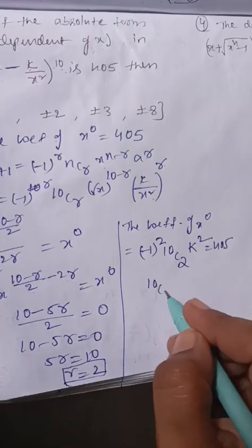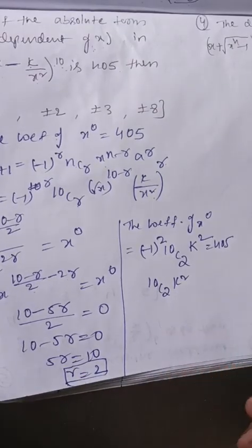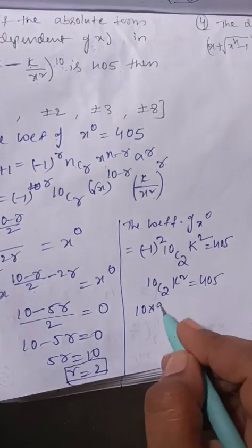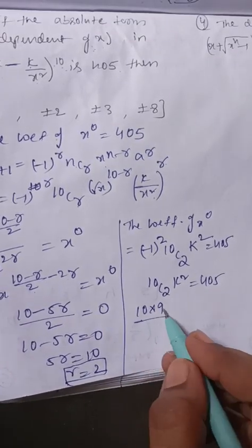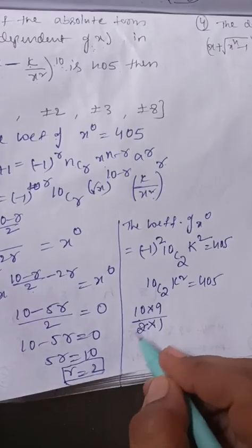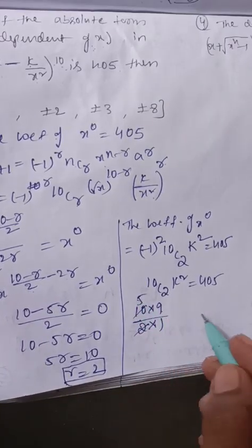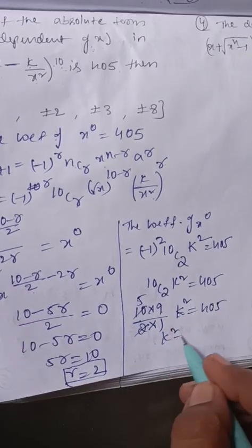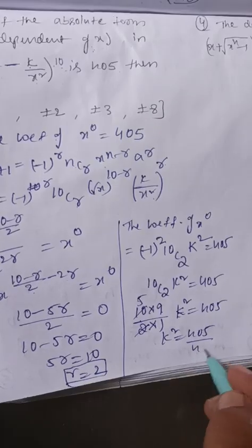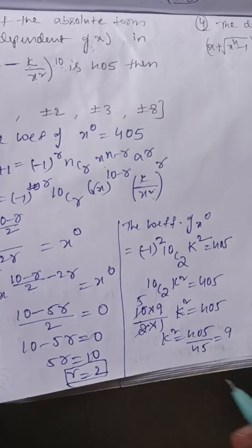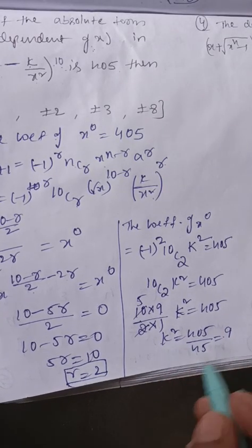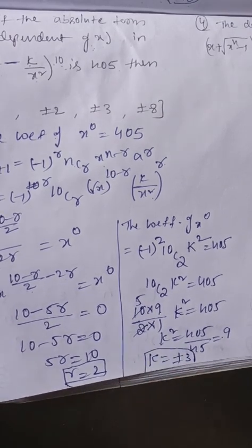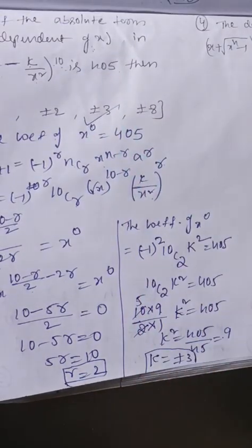So 10c2 k square is 405. 10c2 is 10 into 9, take only two numbers, 10 into 9, and denominator 2 into 1. So 2 5s, 5 into 9 is 45. So k square is 405 by 45, 45 9s are 405. So k square equal to 9, then k equal to plus or minus 3. So k is plus or minus 3.